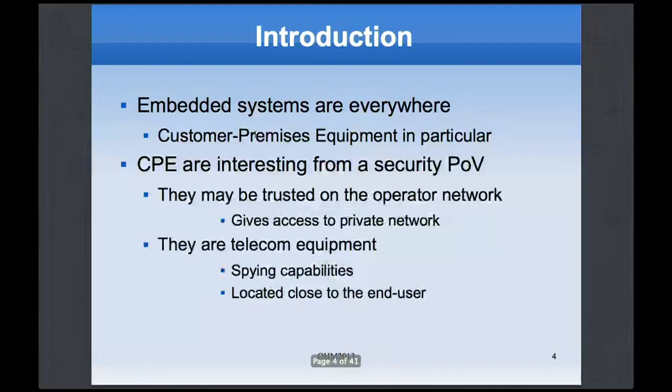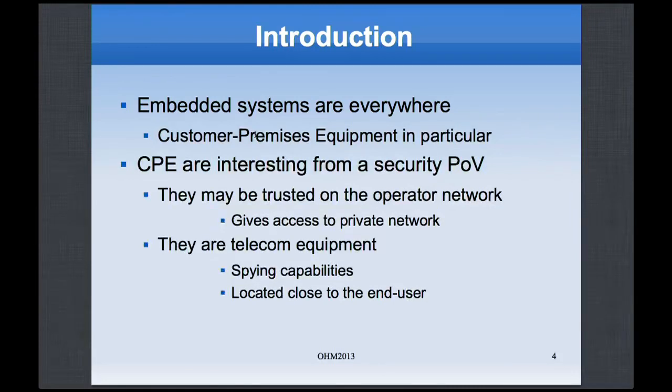Okay. So the introduction. Embedded systems are everywhere, you might know that. And here we are focusing on customer premises equipment. So it's any telecom equipment which is connected to a telecommunication infrastructure, but which is located at an end user's home or at work, outside of the telecom operator. So it's equipment you don't really own. Maybe you own it or it was lent to you, but it's always connected to a telecom operator network.